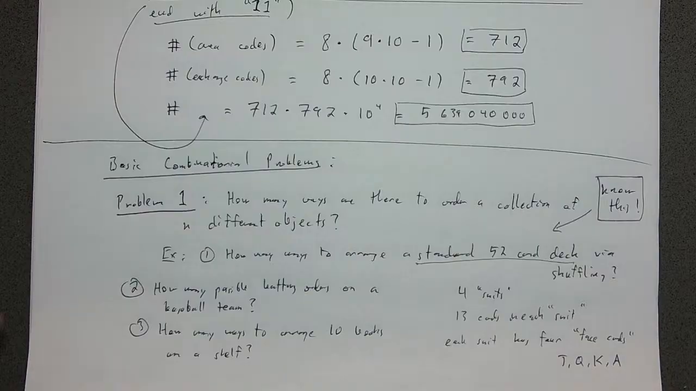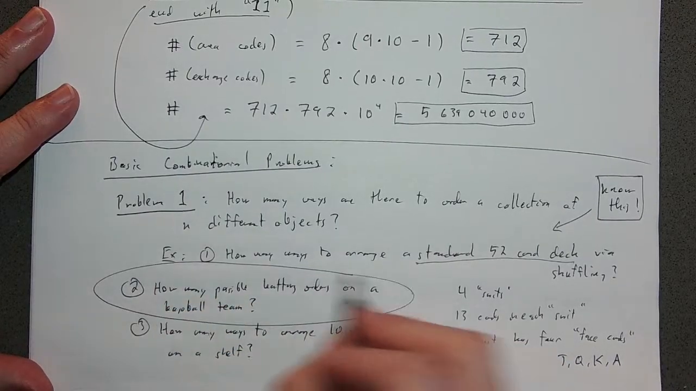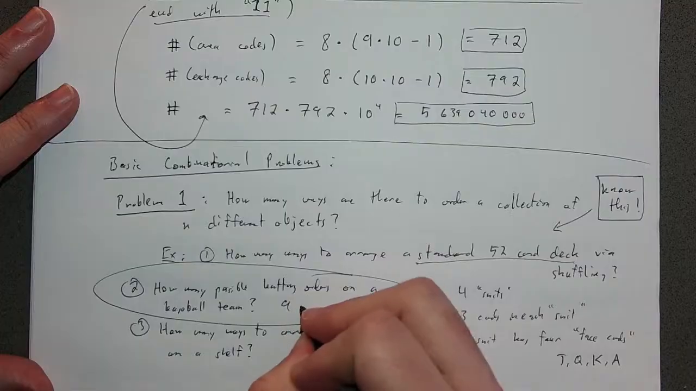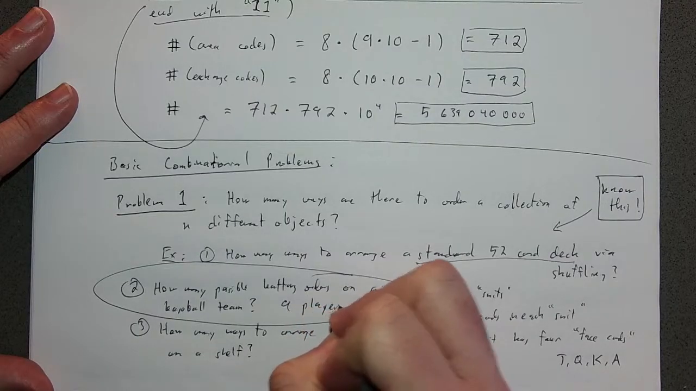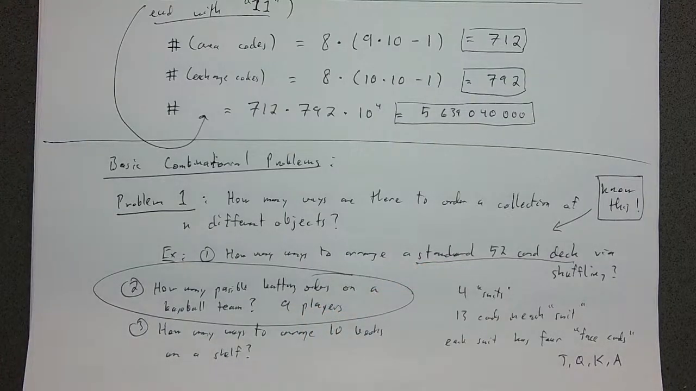So let's pick the batting orders on a baseball team. So there are 9 players. This is standard, 9 players in a batting order. So 9 players take turns at bat here.